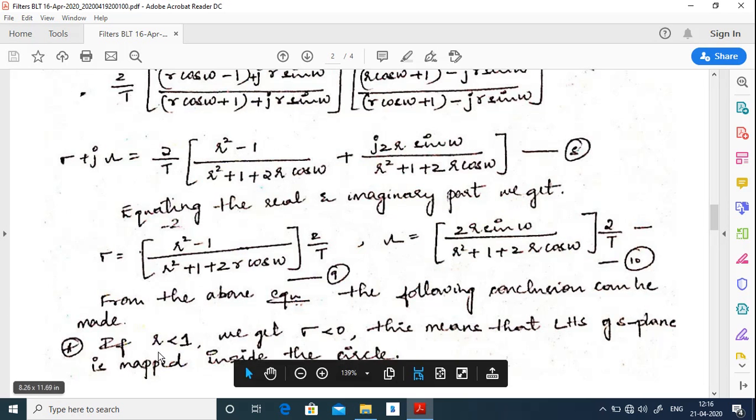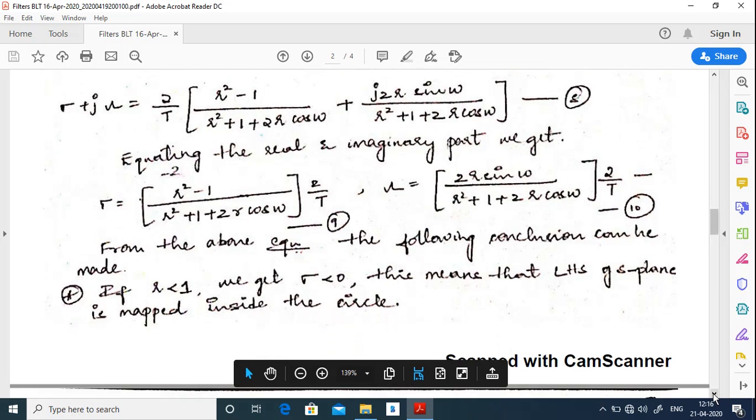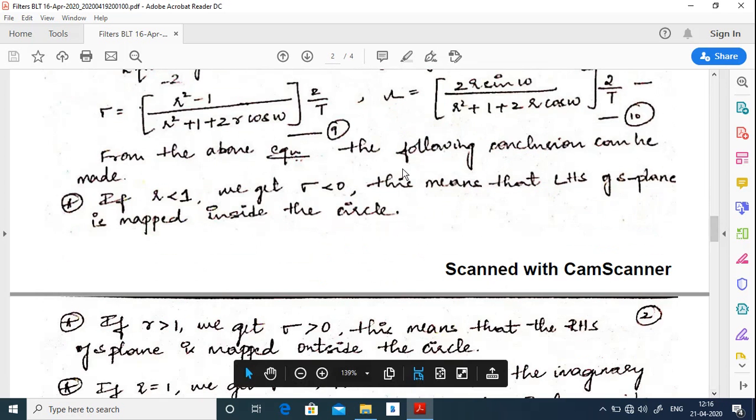Now from this equation, we can deduce the following conclusions. When r is less than 1, obviously you will get sigma less than 0. What is the meaning of it? Sigma less than 0 is nothing but left half poles, right? Where it has been mapped inside the circle. Similarly, second case, r is greater than 1. If r is greater than 1, obviously sigma will become more than 0. What is the meaning of r greater than 1? It is outside the circle.